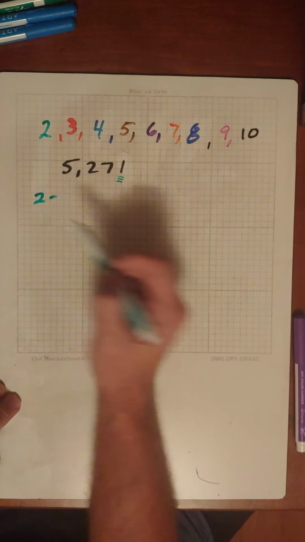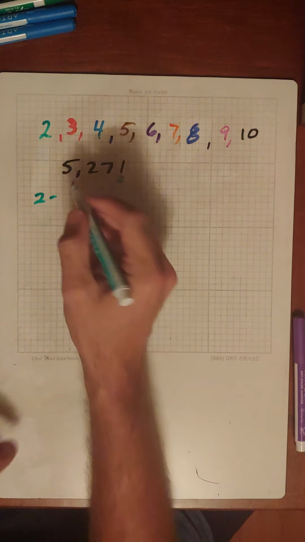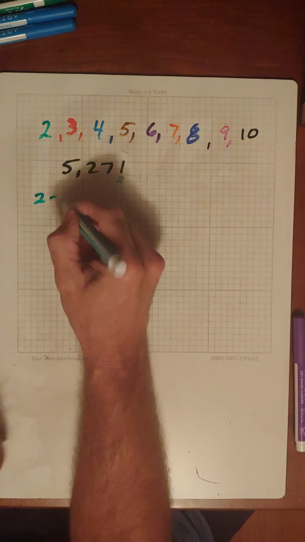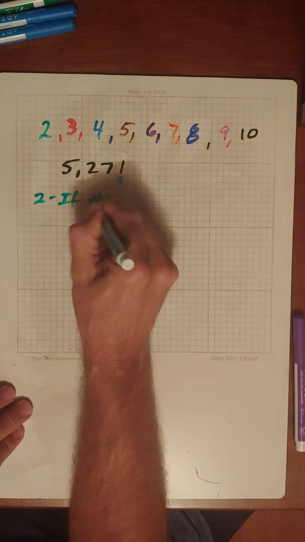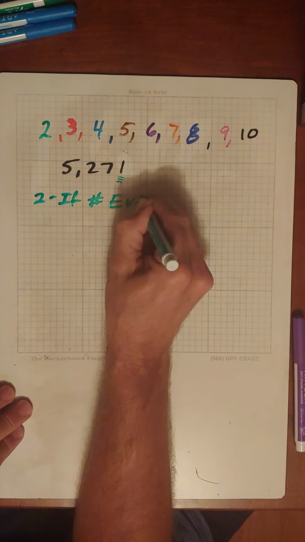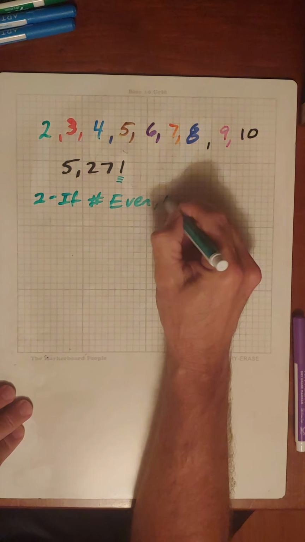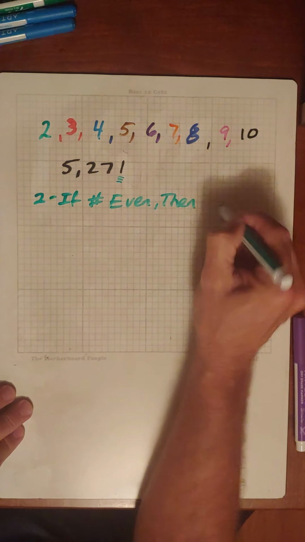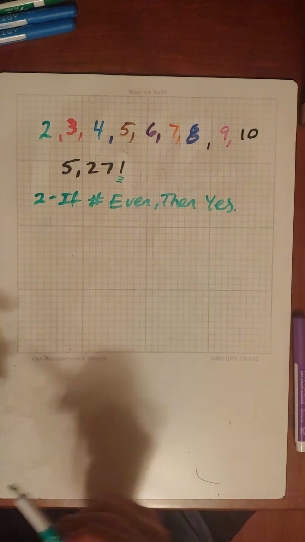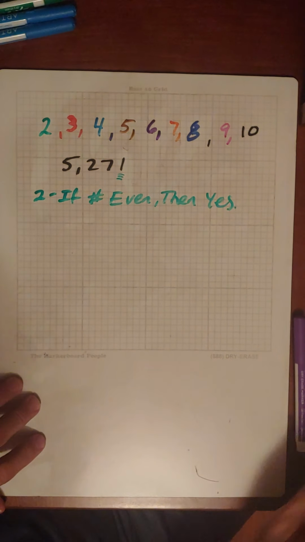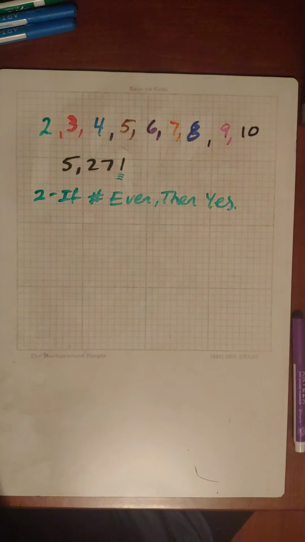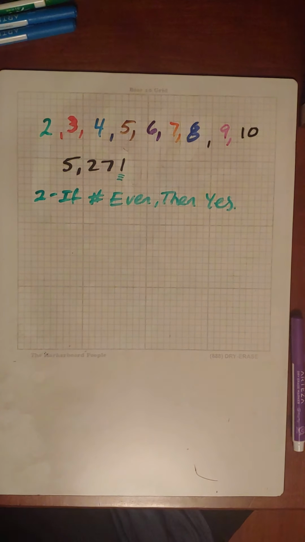So the rule for divisibility by 2 is: if the number is even, then it's divisible by 2. Yes. Okay? We do that by looking at the ones digit. That's probably the easiest one, right? If it's an even number, it's divisible by 2. If it's an odd number, it's not.